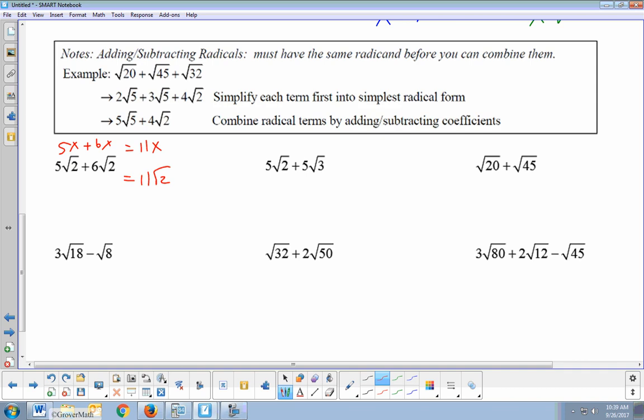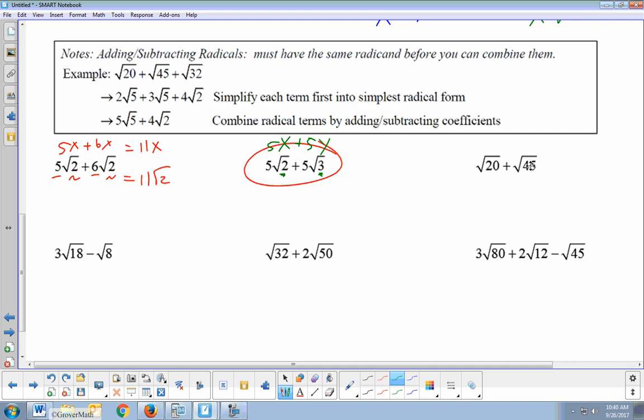So you just add the numbers in the front, 5 and 6. Now this works because they are like radicals. They're both rad 2. Here, 5 rad 2 plus 5 rad 3, that's the answer. That cannot be combined. You can't add it to 10 rad, because rad 2 is different than rad 3. That's like saying 5x plus 5y. You cannot combine it. You need like radicals. So sometimes you just can't add them together.